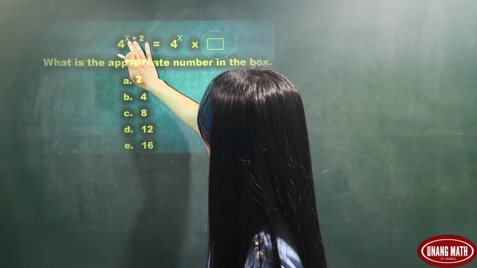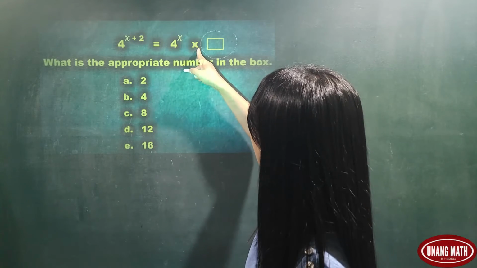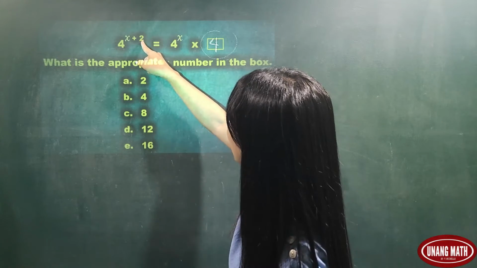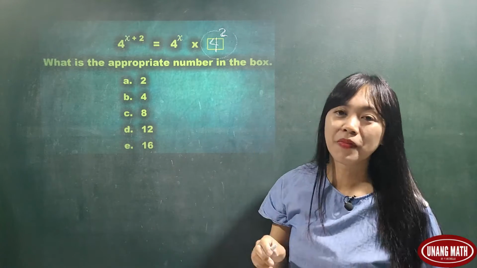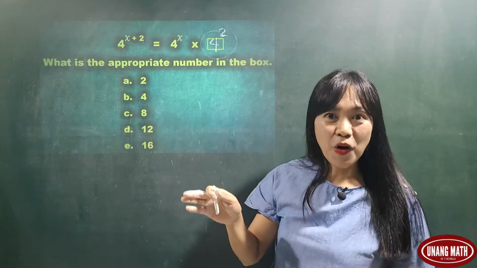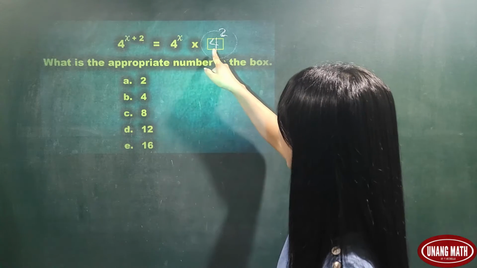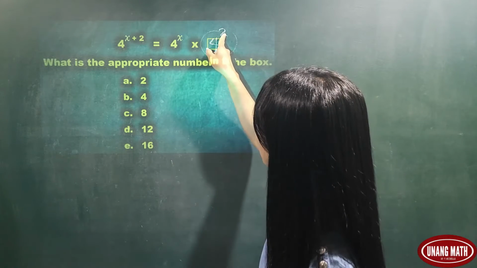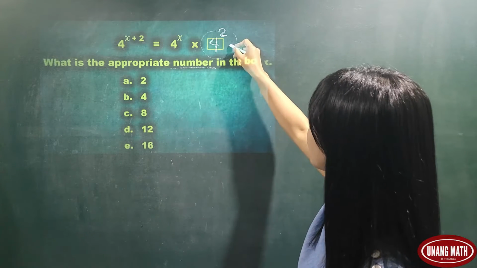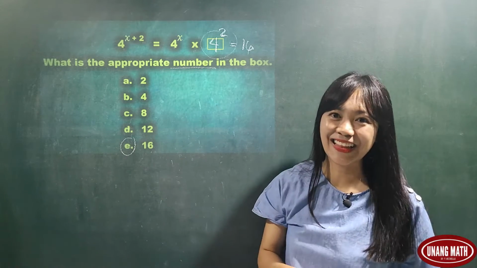4 raised to the power of x plus 2 is equal to 4 raised to the power of x. Okay, that means they have the same base. So this is also 4, and this is raised to the power of 2. Remember, this is actually the product of powers rule or property. Same bases, then we just need to add the exponents. So x plus 2. So the question is, what is the number in the box? 4 squared is equal to 16. So our answer is letter E, 16.